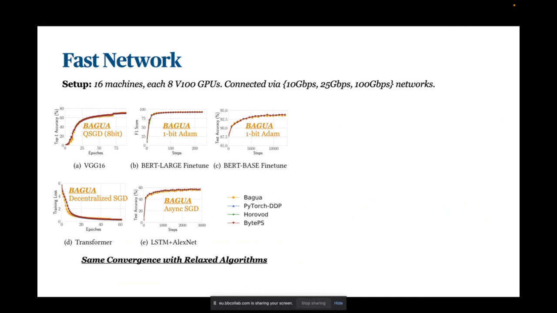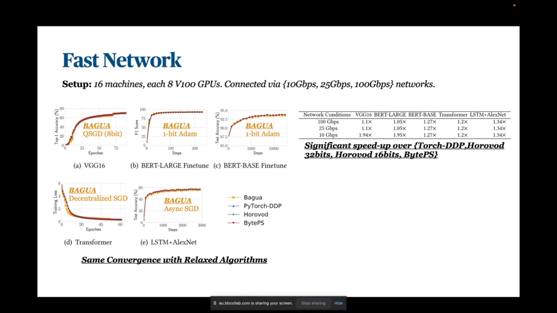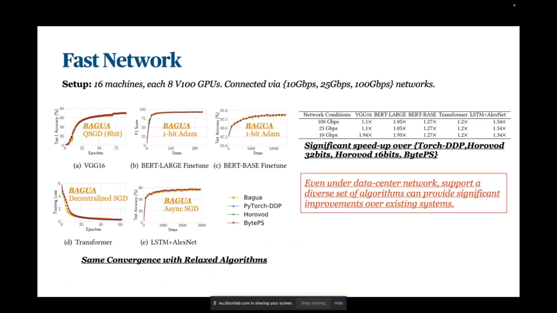So in terms of convergence, here the x-axis is the number of steps, and the y-axis is either the accuracy or the F1 score, right? As you can see, for each different scenario, there are some communication compression and relaxation techniques that can give you essentially the same convergence behavior. But on the other hand, on the system side, you can actually outperform very strong baselines. We are not talking about Horovod 32 bits. We are talking about Horovod with a little bit of communication compression into 16 bits. It's a very solid baseline.